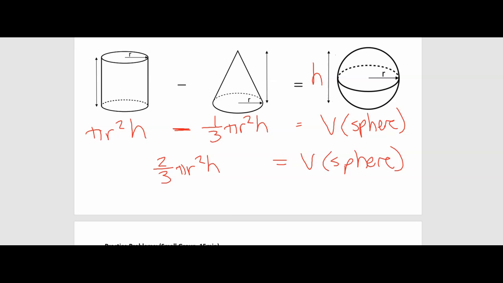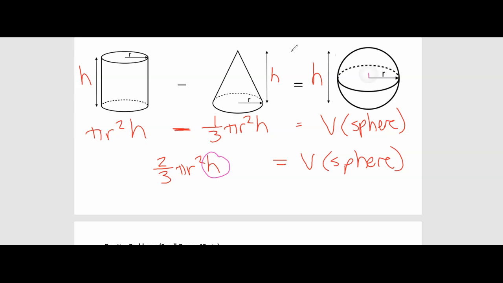So let's think. The height of this sphere, we know that's the same as the height of the cylinder, the height of the cone. But what is the height? What is h in terms of r? In other words, can I replace this h with some combination of r's? R squared, 2r, 3r, half r. What could I replace h with in terms of r? Take a second to think.